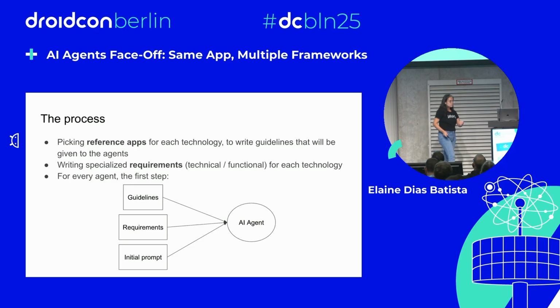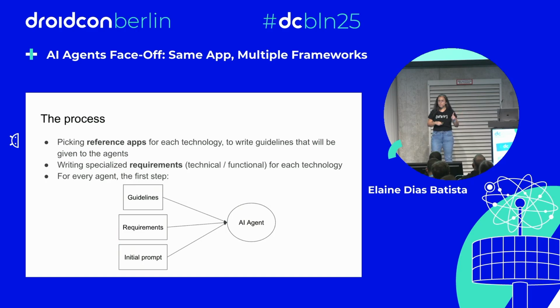And the process. I did some research to pick reference apps that were going to be used to write guidelines for each technology: for Android, for React Native, and for Flutter. And those guidelines were going to be given to the agent. So I was looking, I'm going to show you just after, on GitHub for open source projects that looked good, that implemented good guidelines, clean architecture, organization, and so on. So those were the guidelines that were given.